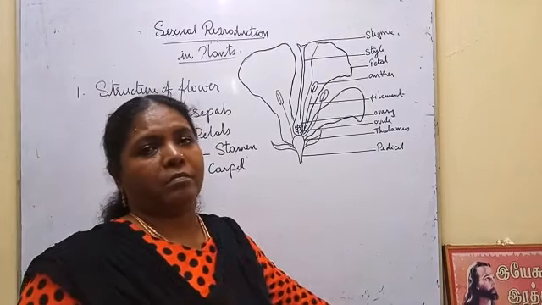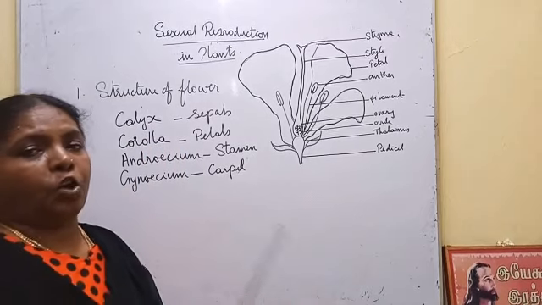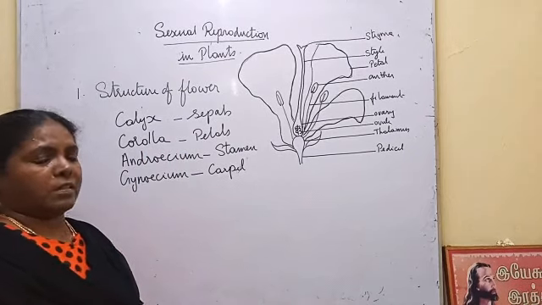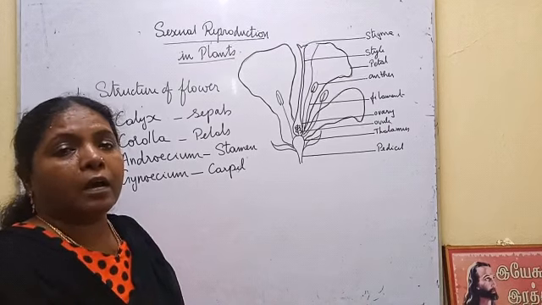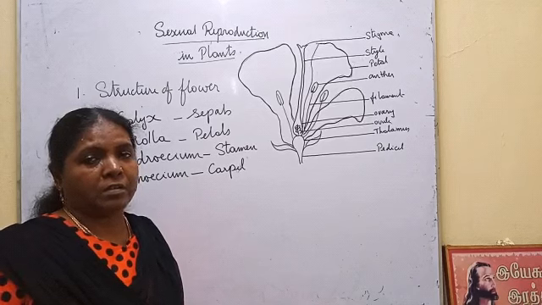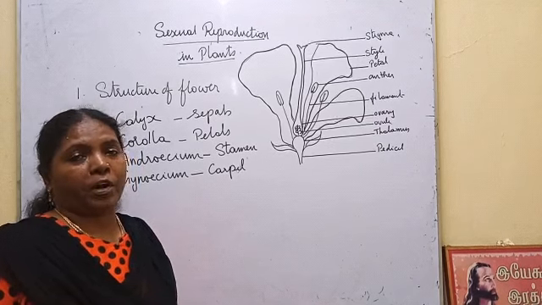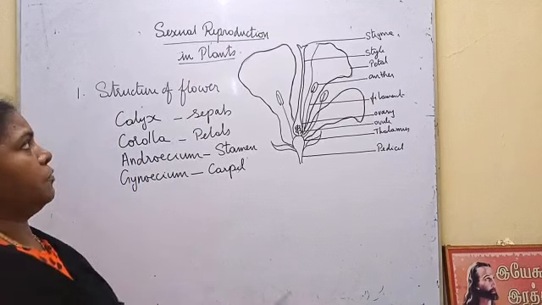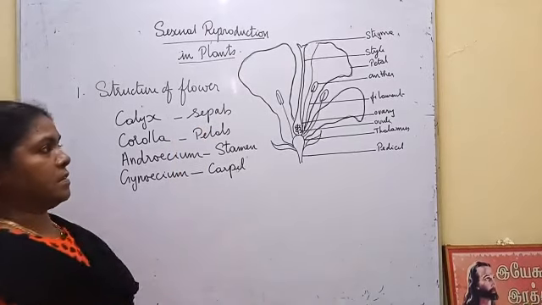Sexual reproduction in plants and humans. We are going to see what is sexual reproduction. Reproduction which involves the production and fusion of gametes is called sexual reproduction. We are going to see first sexual reproduction in plants.